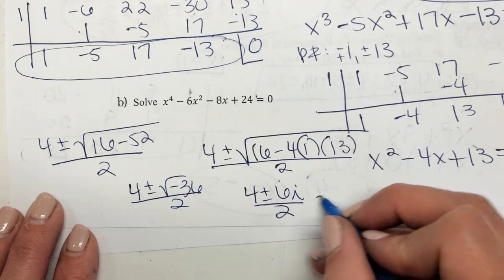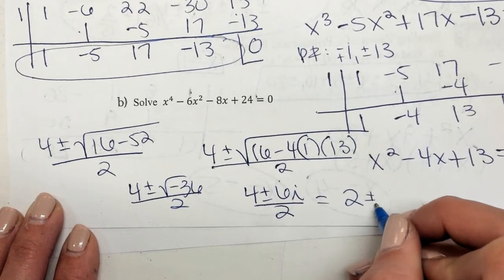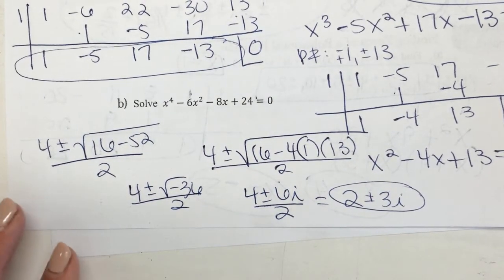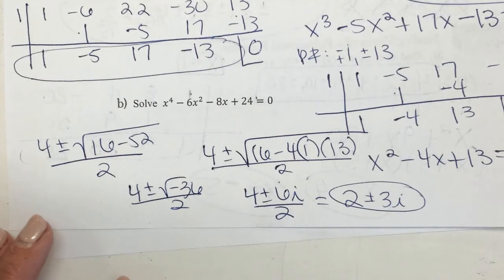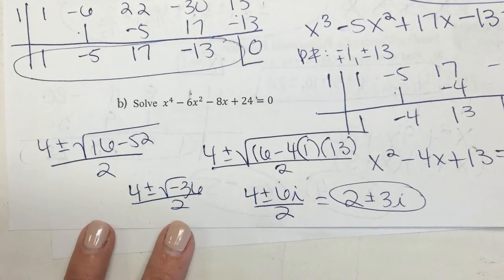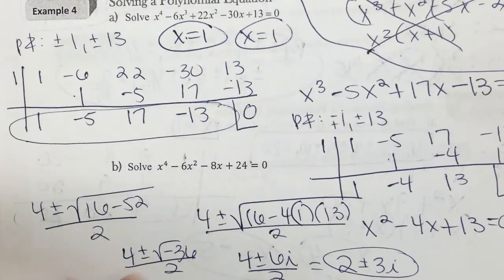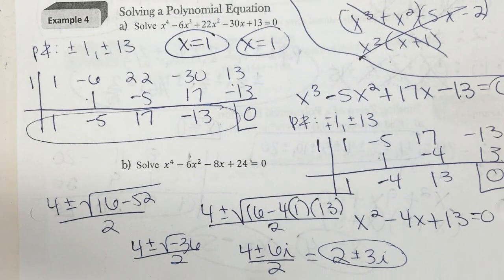We can take a what out of everything. So 2 plus or minus 3i. Now let's review. How many answers is this? 1, 2, 3, 4. Alright, we'll stop here. Tomorrow I will show you these.